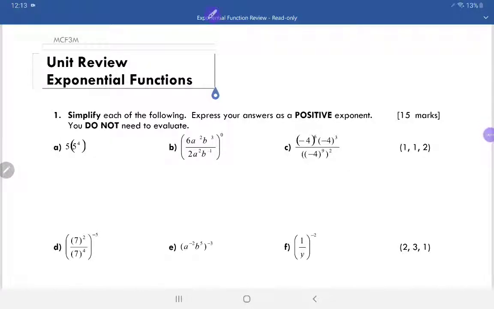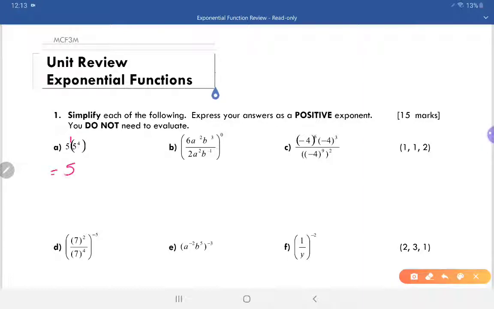Hi, I wanted to post the solutions to the exponential functions review, just in case you need to check any of your answers or make sure that you're on the right track or look up a specific question. So let's go through a bunch of these. I'll go pretty quickly, but you can just pause and back it up if you need to for a certain question. So this first one is multiplying exponents.